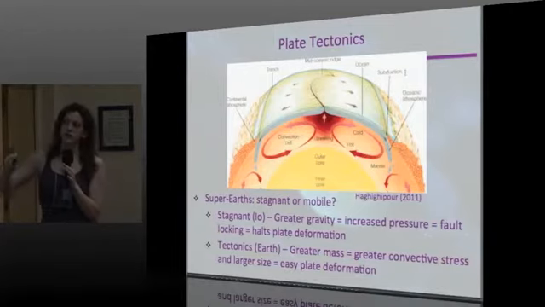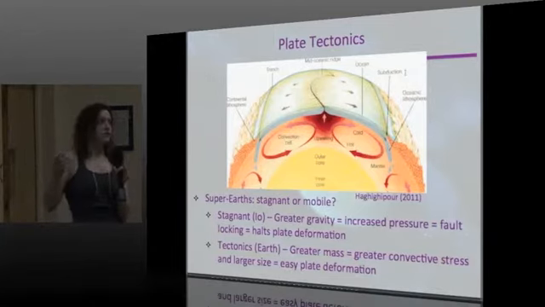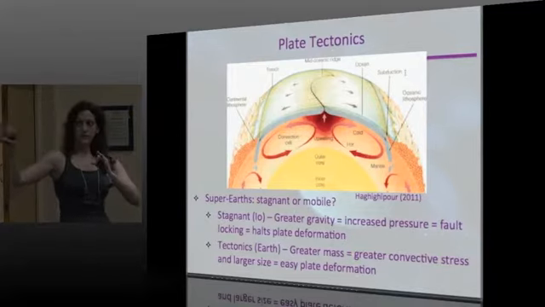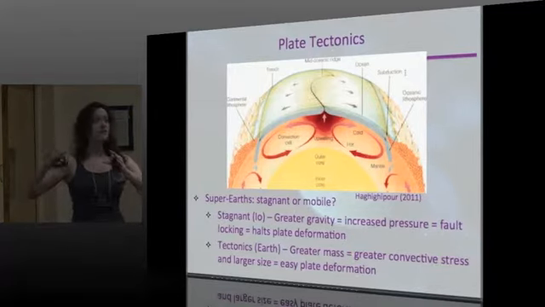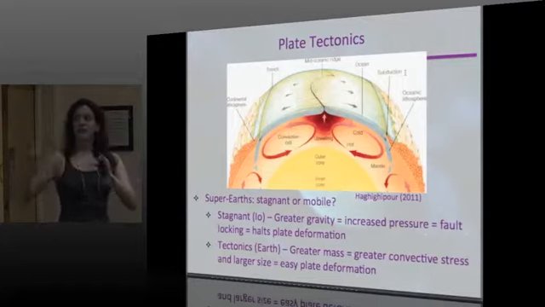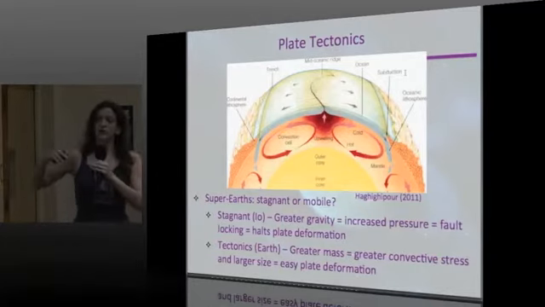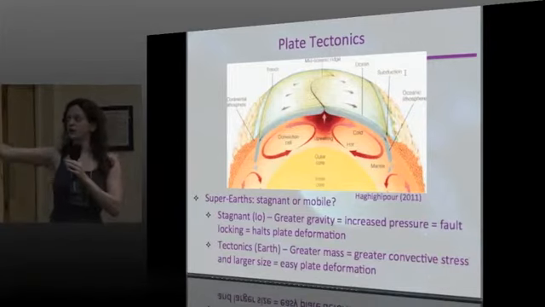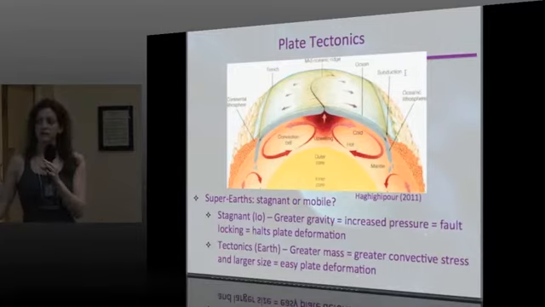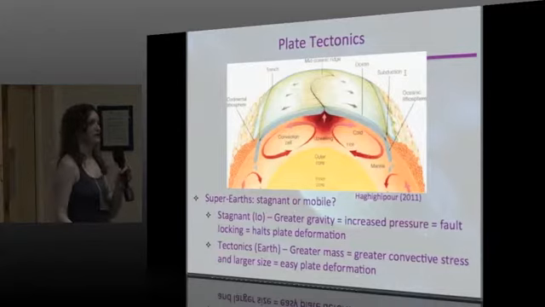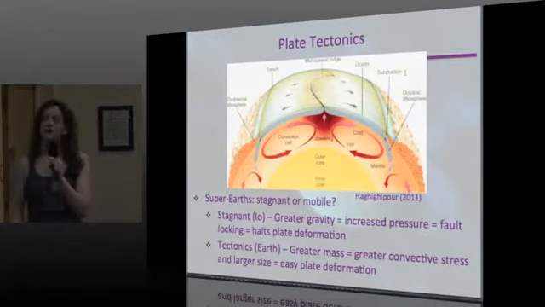The arguments being that super-Earths, because they're so much more massive, their gravity has increased, which is going to cause an increase in pressure. And these people say that the pressure is going to be so great that it's going to actually cause fault locking, and the plates are not going to be able to deform at all. So you're going to have a stagnant lid system. The other side of the argument says that the increased mass of the super-Earths is going to cause an increase in stress. And when you have an increase in stress, the plates will be more easily deformed. So we haven't actually confirmed this one way or the other, but just so you know, there are arguments out there.